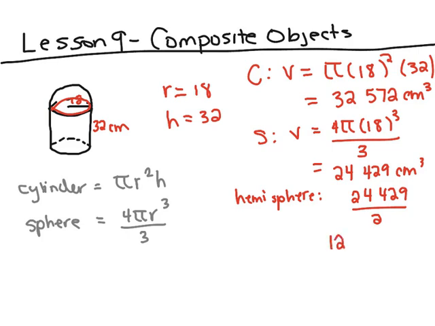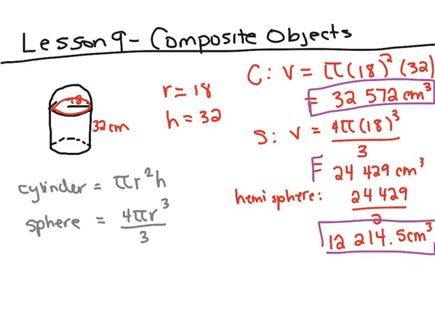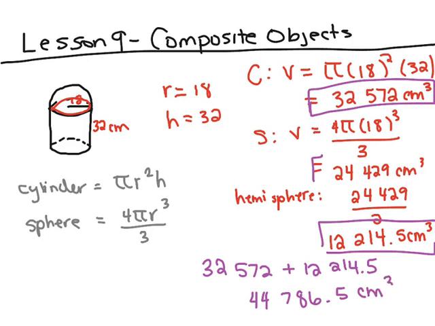And you should get 12,214.5 centimeters cubed. To find the entire composite object, we're going to add together this number, which is our cylinder, and our hemisphere. So 32,572 plus 12,214.5, and our final answer is 44,786.5 centimeters cubed. So that is the volume of the entire composite object.